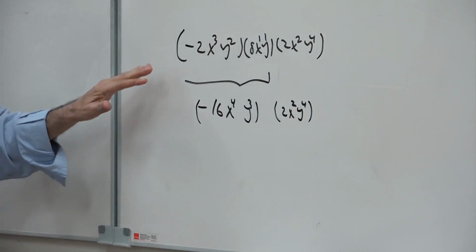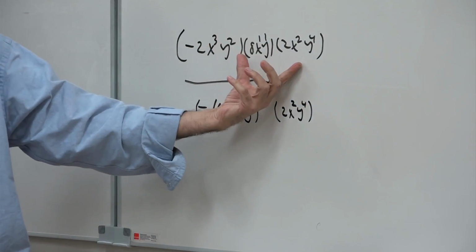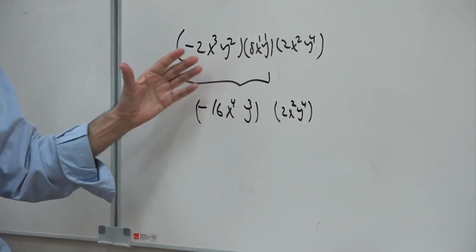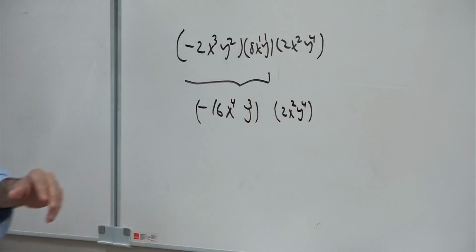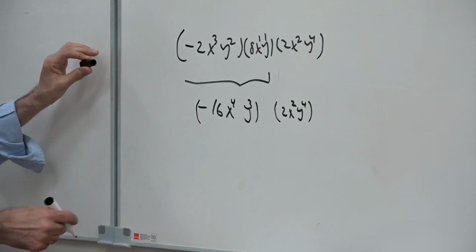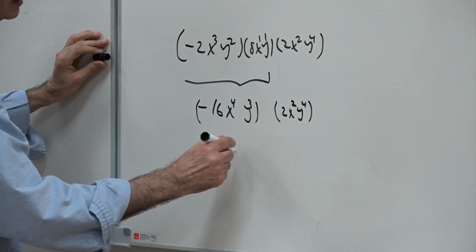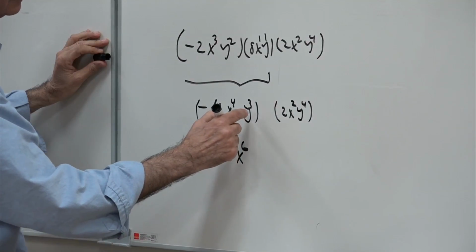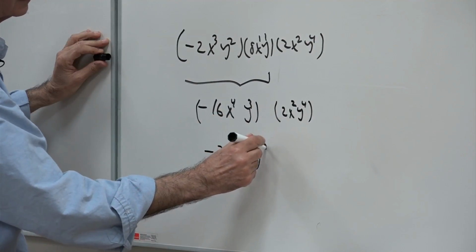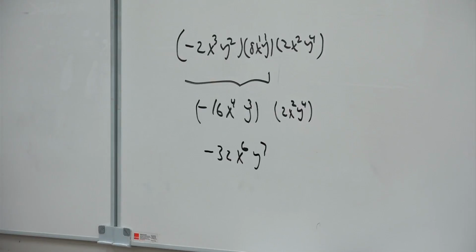Now, in multiplication, order is not important. I could have multiplied the last two together first, but for simplicity, I just go from left to right. Now, 2 times negative 16 gives you negative 32. Add the exponents and that gives you x to the 6. 3 plus 4 gives you y to the 7th. So that will give you negative 32, x to the 6, y to the 7th.